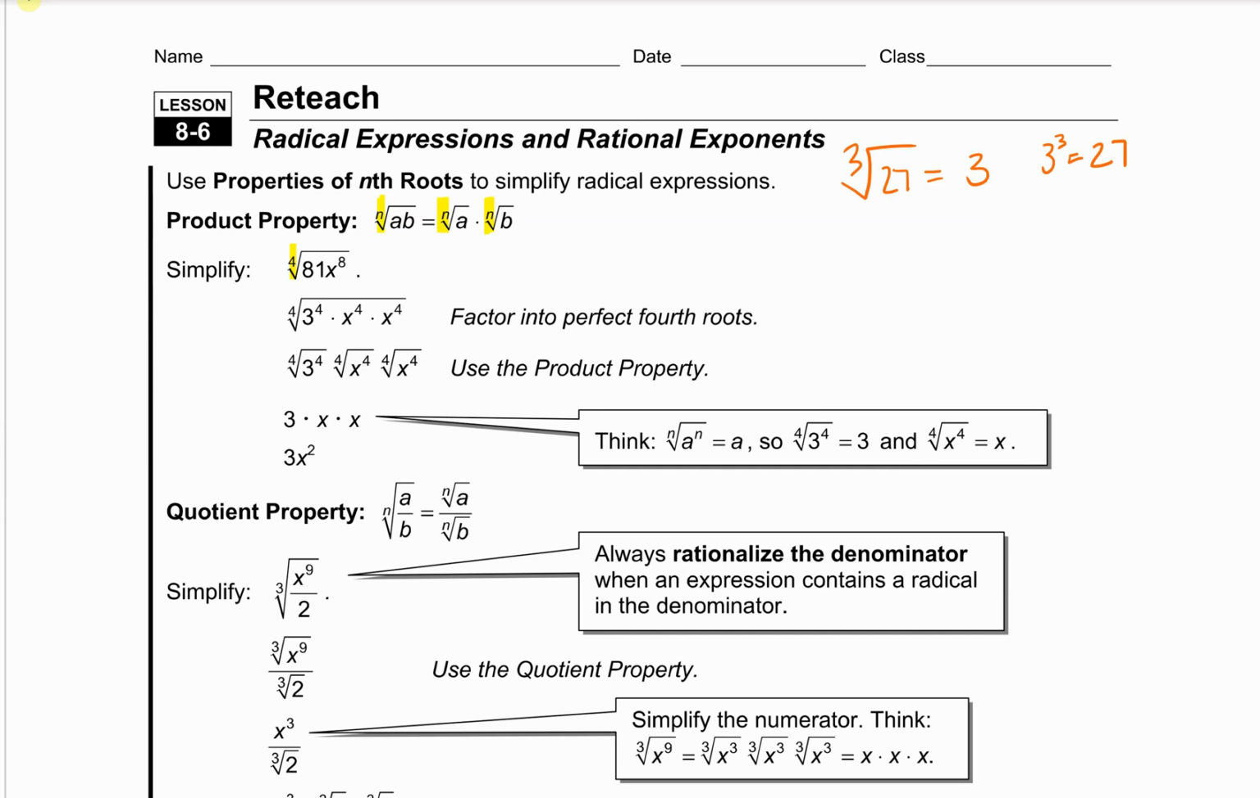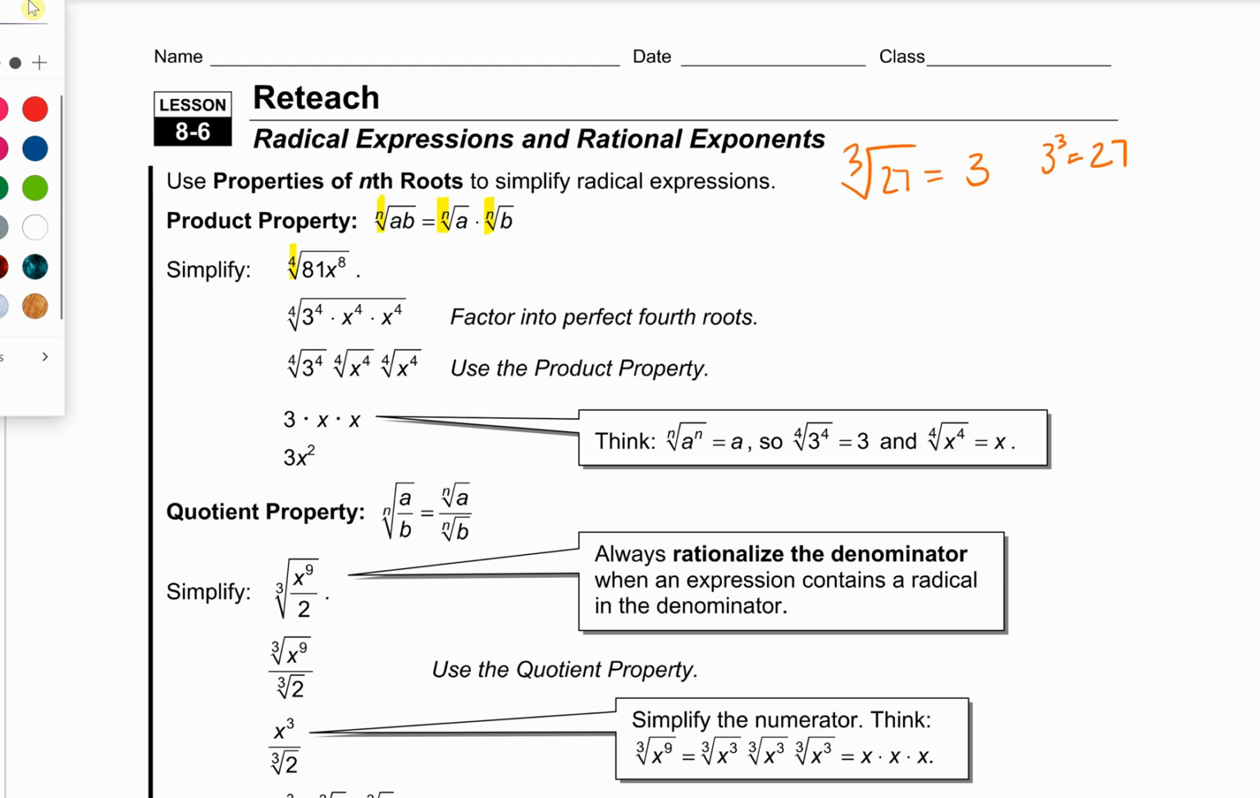But in order to solve these kinds of problems, we have to use our properties of roots, and they're kind of similar to the properties of exponents. The product property says that the nth root of AB is the nth root of A times the nth root of B. We could do that to break down square roots and simplify them. You can do the same thing with radicals.